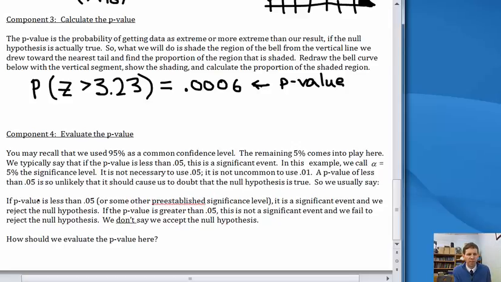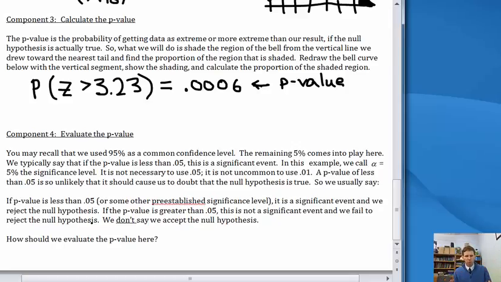So here's what we usually say. If the p-value is less than 0.05, or some other pre-established significance level, but usually 0.05 is what we use, it's a significant event, and we reject the null hypothesis. If the p-value is small, we reject the null hypothesis. Think of small things that get rejected, like the runt of a litter of kitties. Oh, that's a small kitty. The mother kind of disregards it. Or a man proposes to a woman with a diamond ring. Oh, that's not even 1 carat. No thanks. Small values we're rejecting.